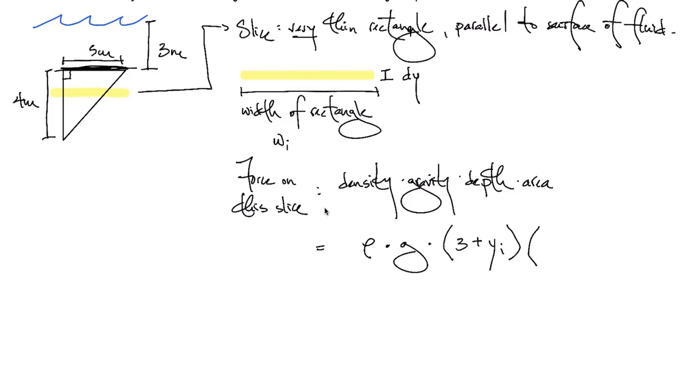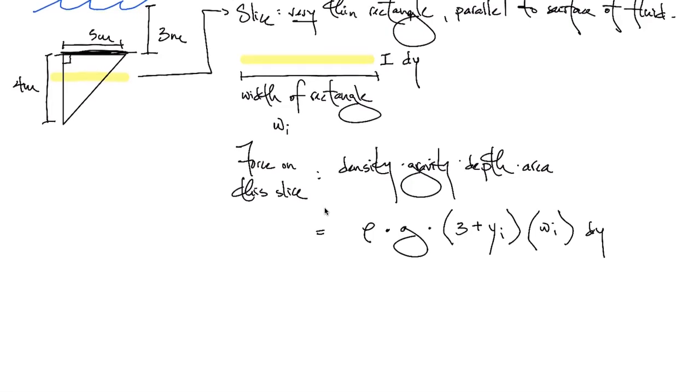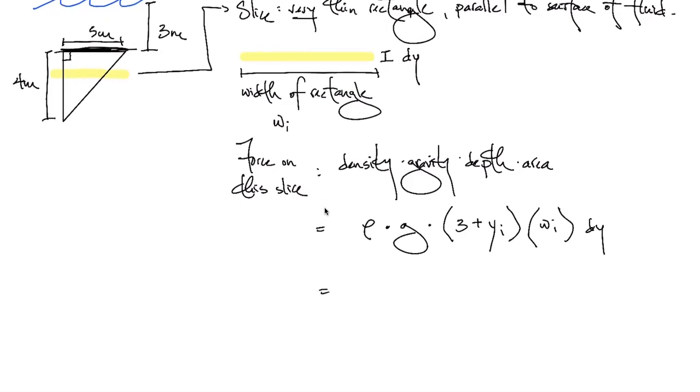W sub I times dy. Yeah, exactly, right? Because it's a rectangle, so length times width gives you the width times the height, which is dy, okay?